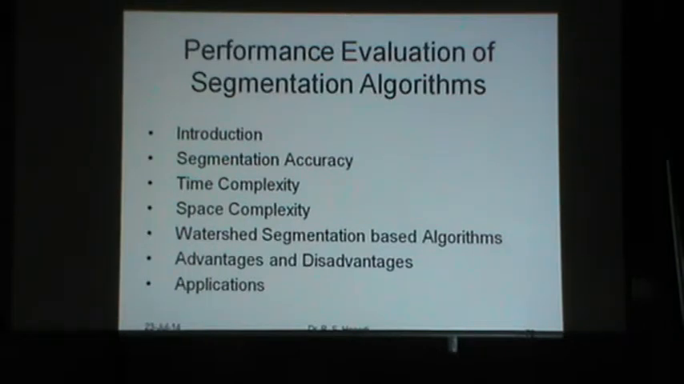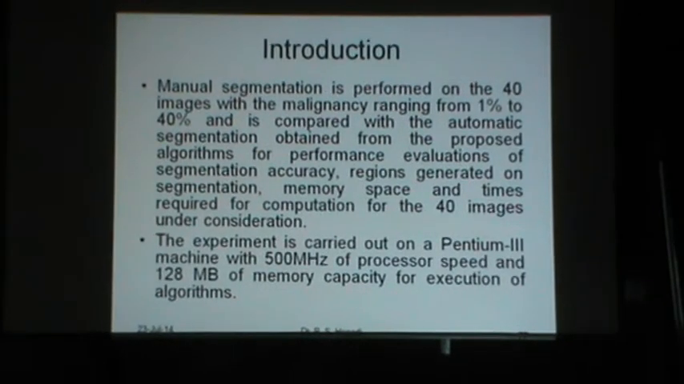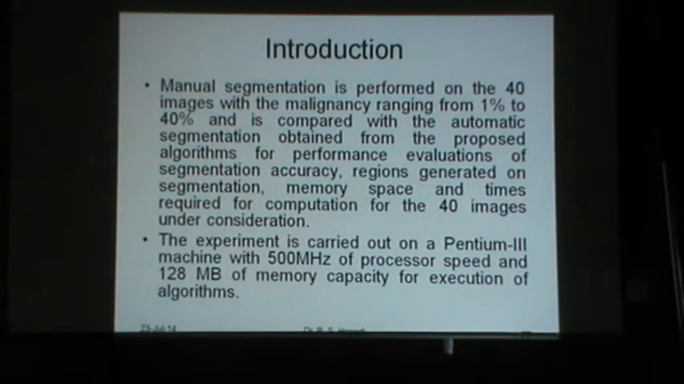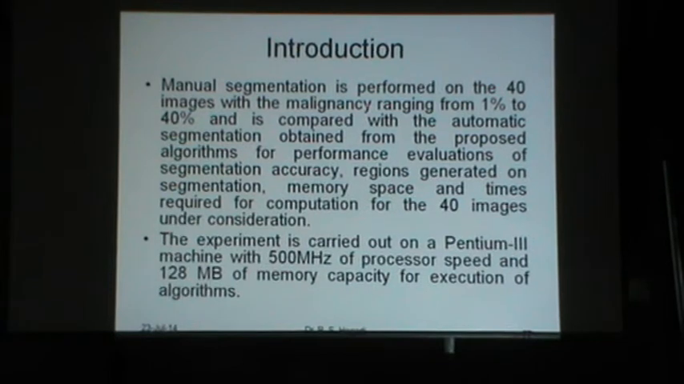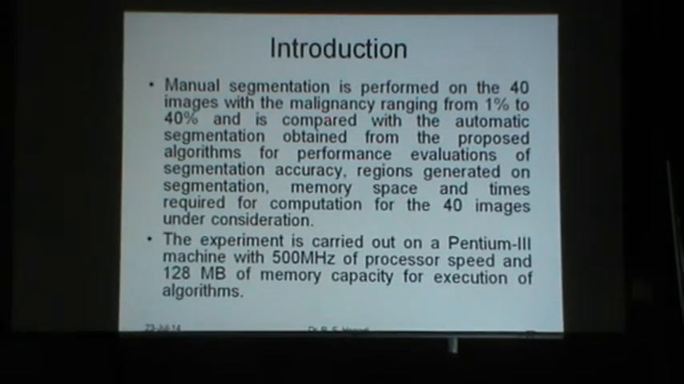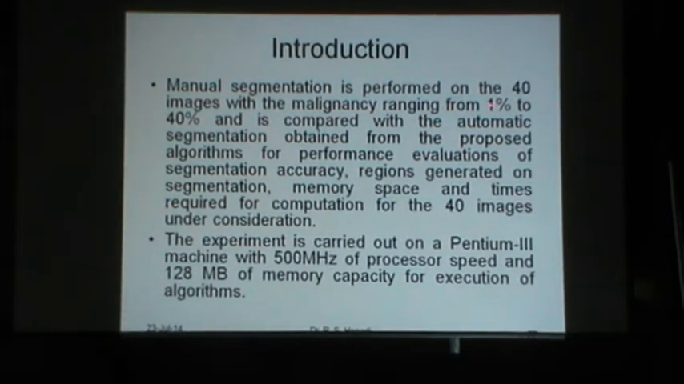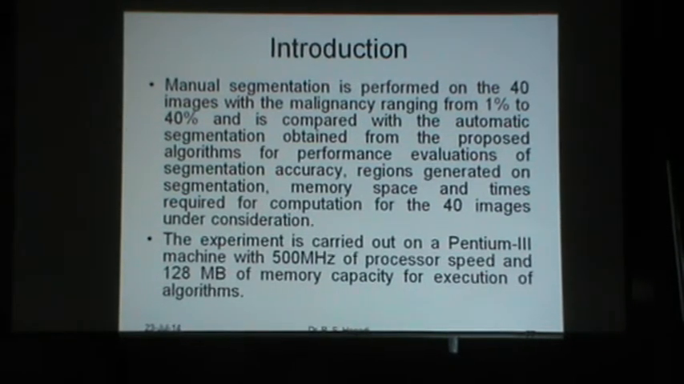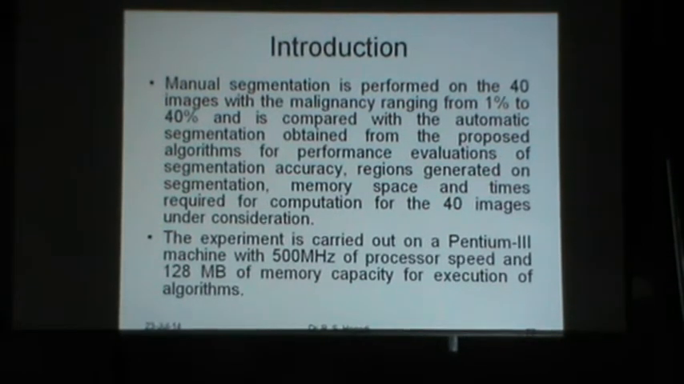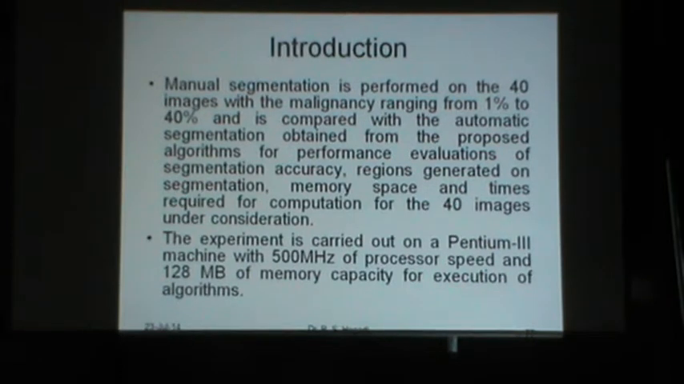We separately tested their performance. Then I will just focus on the advantages and disadvantages of all these techniques, and some of the applications we will look at. So as I told you, manually we obtained the segmented images with the malignancy, that is abnormality in the images, from 1% up to 40%, and we compared with the automatic, our proposed segmentation technique.